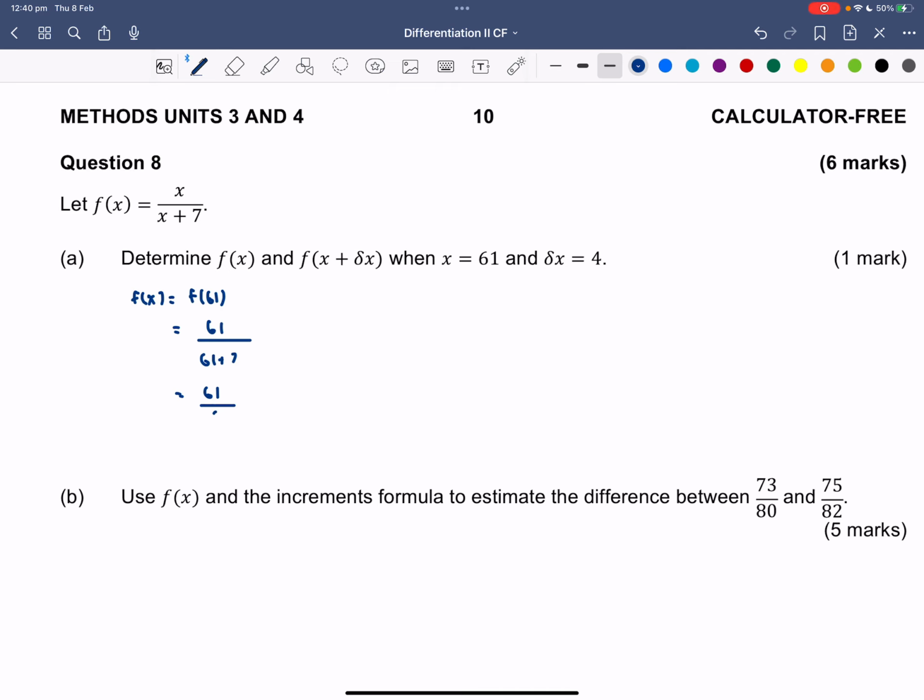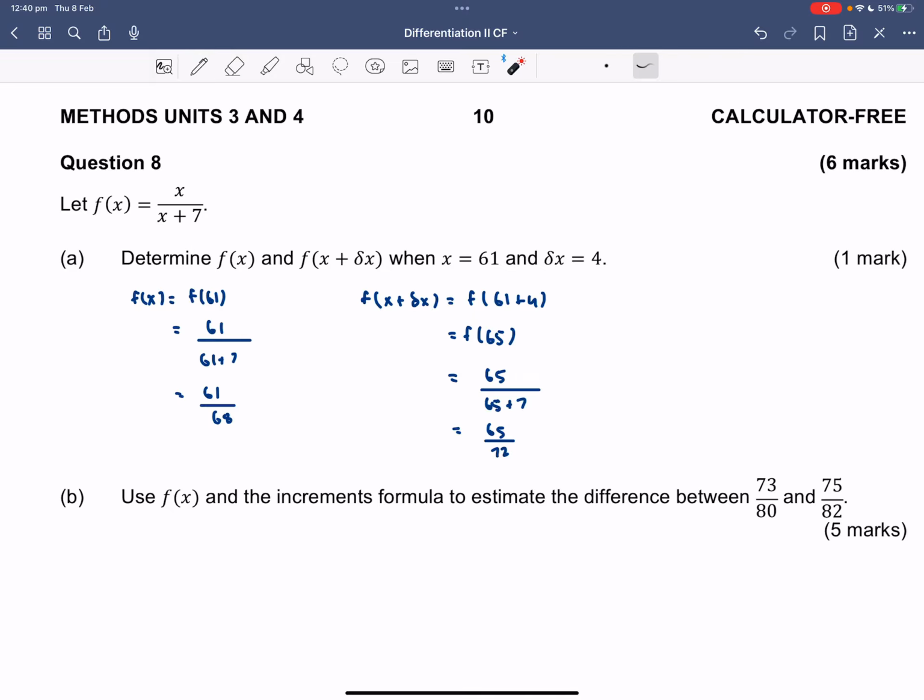Perfect. So that's that. And then we want f(x + Δx), which basically means they want f(61 + 4), which means they want f(65), which is 65 on 65 plus 7, which is 65 on 72. Perfect. A lot of people didn't even get part A because they didn't know what the question was asking for.